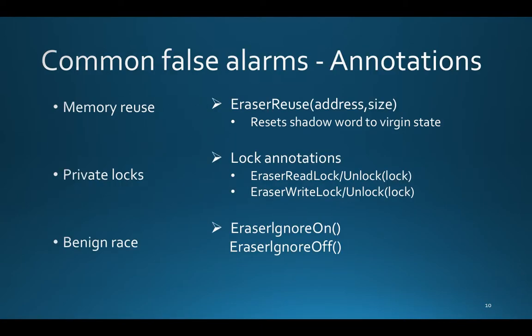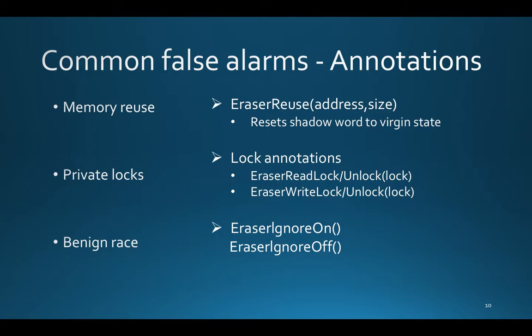So let's go to the common false alarms. I will start talking about memory reuse. For memory reuse, false alarms were reported because memory is reused without resetting the shadow memory. Eraser has no way of knowing that privately recycled pieces of memory are protected by a new set of locks, which instructs Eraser to reset the shadow memory corresponding to the indicated memory range to the virgin status.